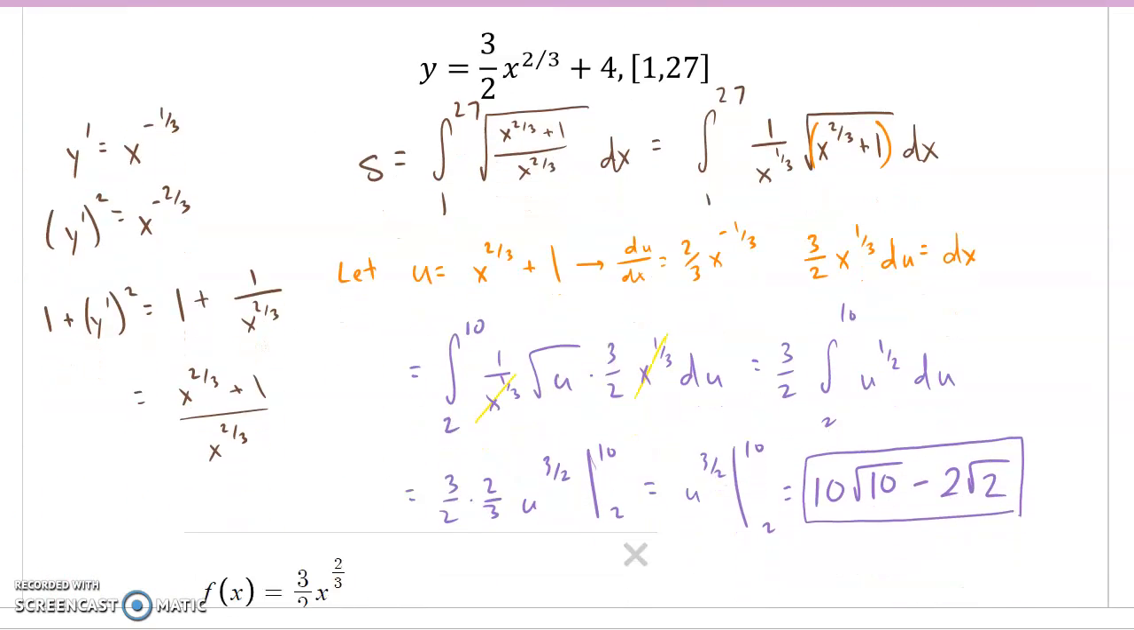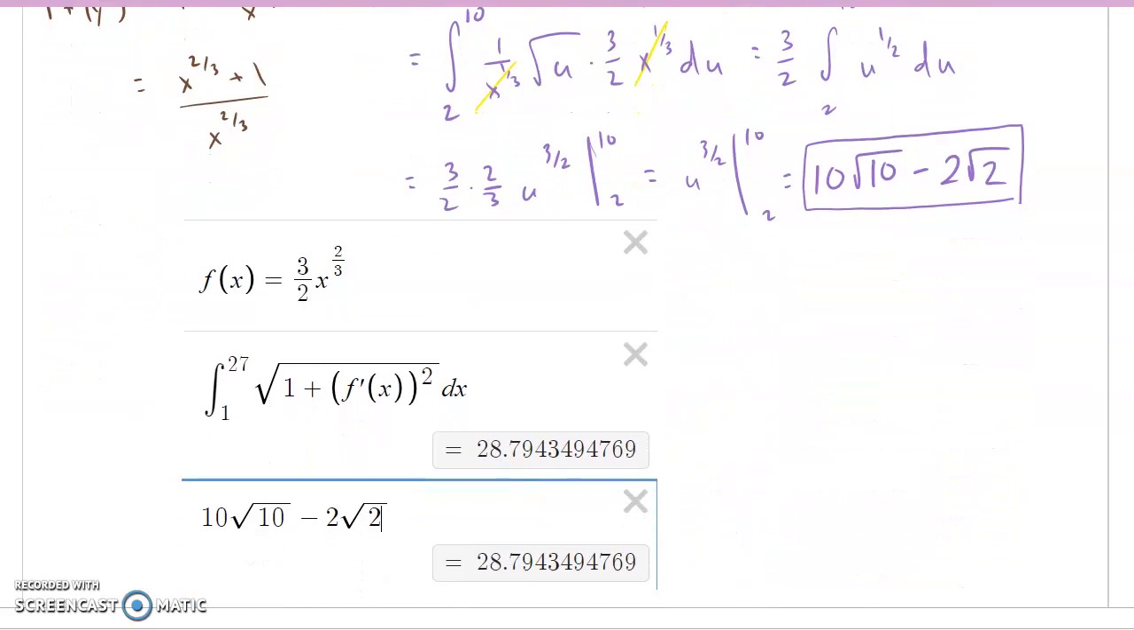Okay, these will pretty commonly show up on the "setup but do not evaluate" section of a test, or perhaps on the calculator portion where you just type it into the calculator and get a decimal answer. So give it your best shot to try to integrate these integrals, but if you get stuck on them, then there's no shame in pulling out your calculator.